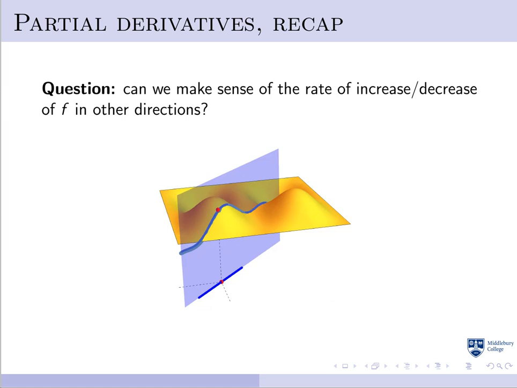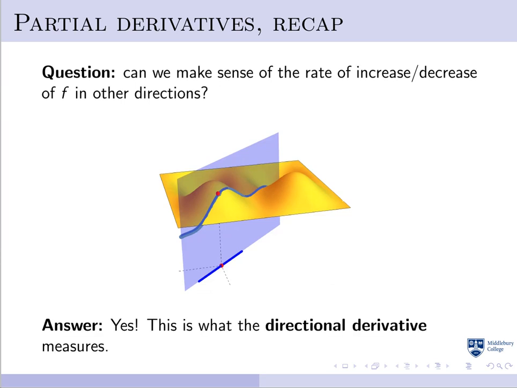So an interesting question we may ask is, can we make sense of the rate of increase or decrease of f in other directions? What we mean is, can we use different planes to come up with different curves that arise as the intersection of this plane with the graph of f, and consider the rate of increase or decrease of these curves at points? So the answer is yes, and this is precisely what the directional derivative measures.